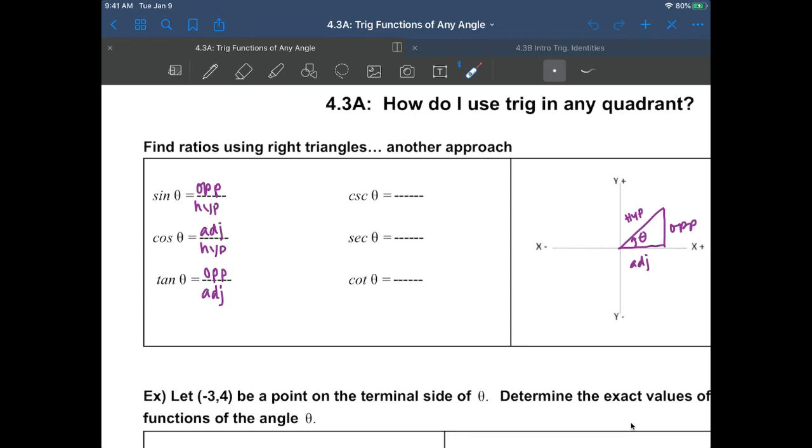over adjacent. Then remember what the relationship between sine and cosecant is. They are reciprocals, so we're going to get the hypotenuse over the opposite. Secant is the hypotenuse over the adjacent, and cotangent is the adjacent over the opposite.